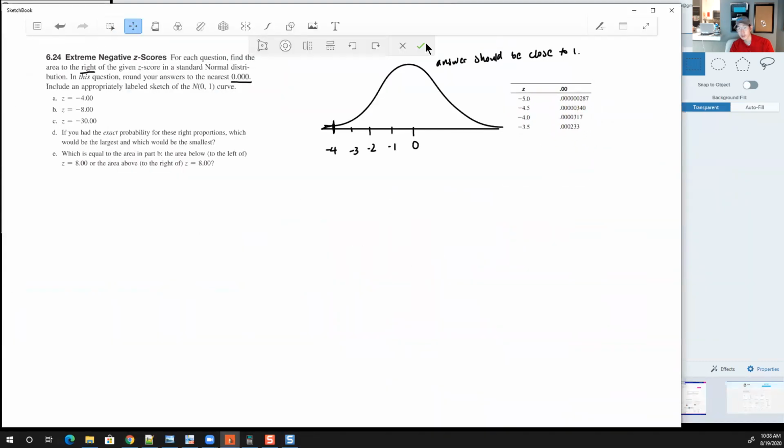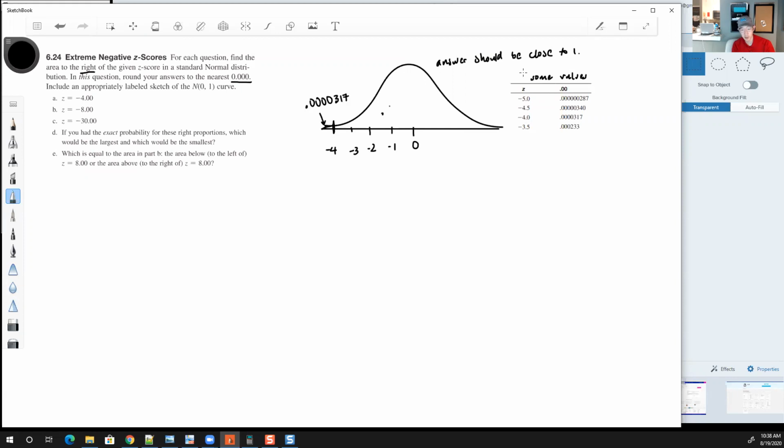So this is from the Z table. These are some extreme values. At negative 4, this area over here is going to be 0.0000317, which means this side is going to be 0.9999683. If I round to the nearest third decimal place, this rounds to 1.000. It's not exactly 1, but it's going to round to 1.